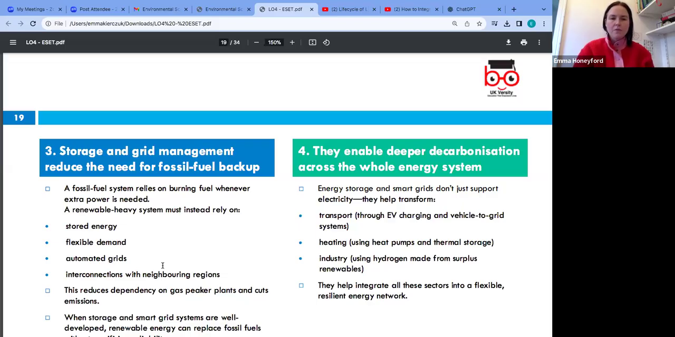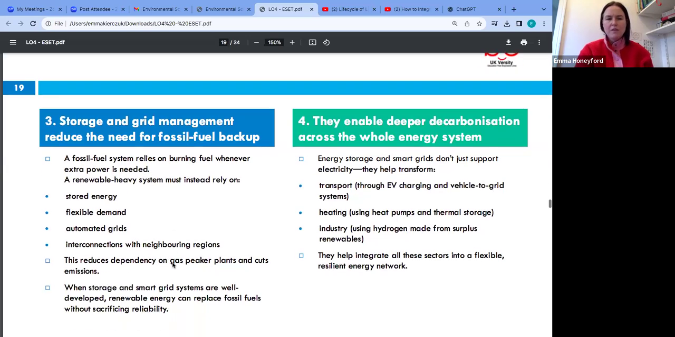I think a fossil fuel system relies on burning fuel whenever extra power is needed. A renewable heavy system must instead rely on stored energy, flexible demand, automated grids, and interconnections of neighbouring regions.